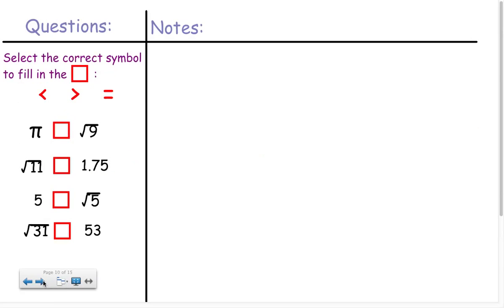Select the correct symbol to fill in the square. So you should recognize these symbols from chapter 5, greater than and less than. So now we've got to figure out what each one should be. Well, pi, like we said, was 3.14. Square root of 9 is 3. So that means 3.14 is bigger than 3, so I'm going to put a greater than symbol in there.